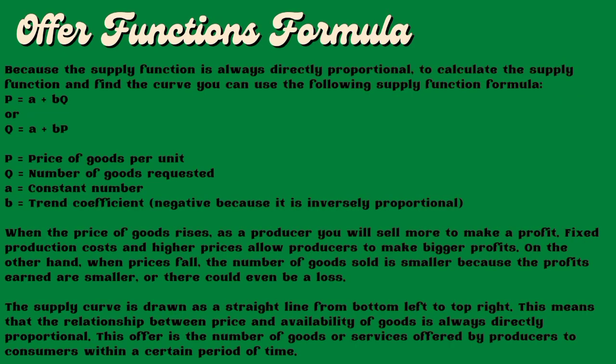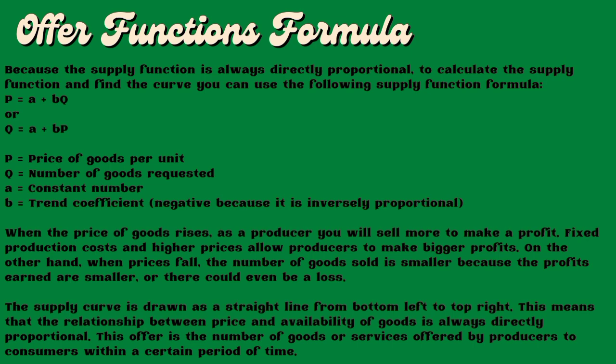Supply function formula. Because the supply function is always directly proportional, to calculate the supply function and find the curve, you can use the following supply function formula. P is A plus BQ, or Q is A plus BP. P is the price of goods per unit, Q is the number of goods offered, A is a constant number, and B is the trend coefficient.